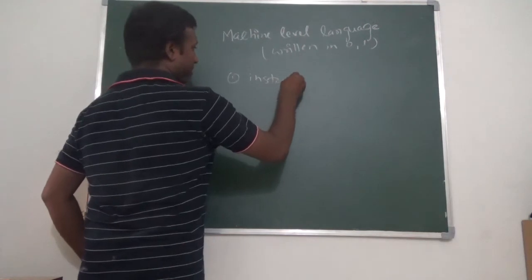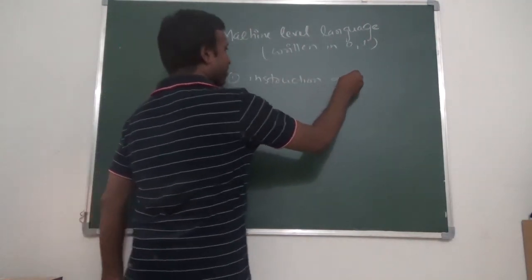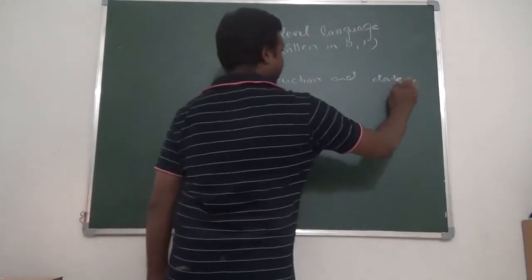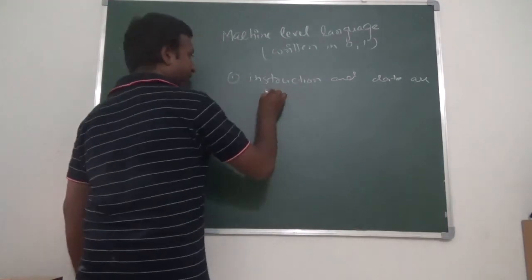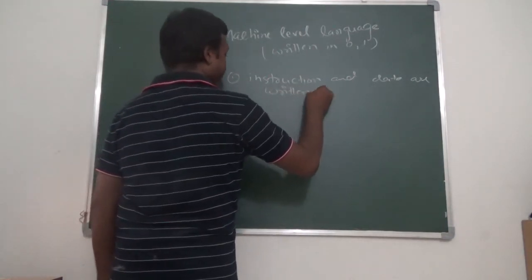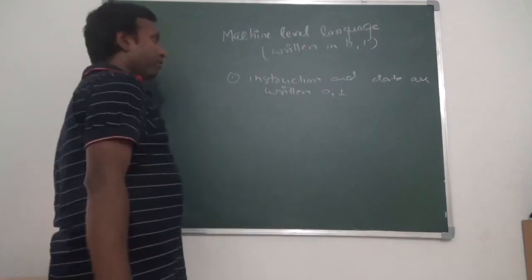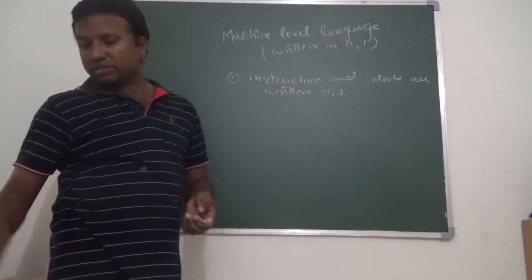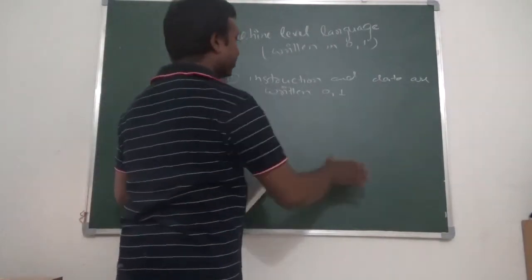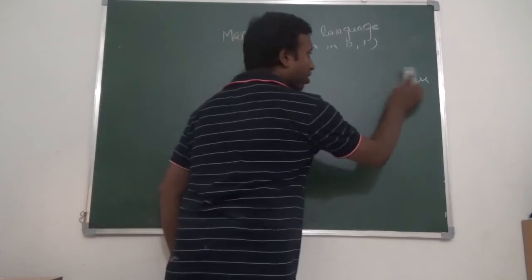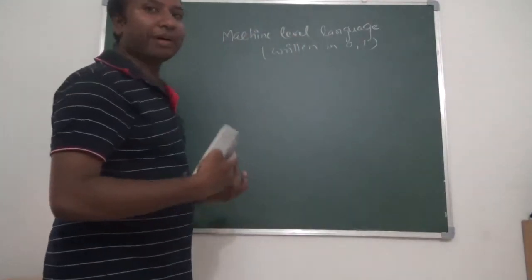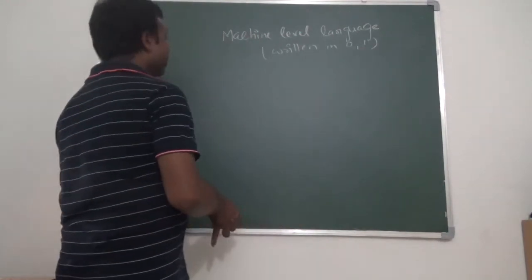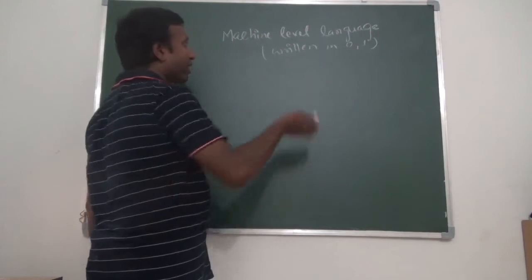So that is one important point. Instructions and data are written in 0 and 1. Fine. So whenever we are dealing with the machine level language, everything is written in form of 0 and 1. And machine level language is the only language which is understandable by the computer system. Computer system cannot understand anything else. But let us see why we are not using this language.